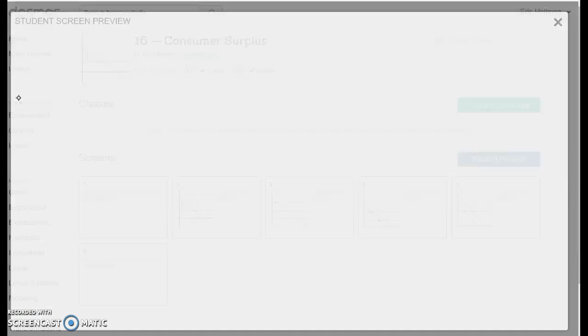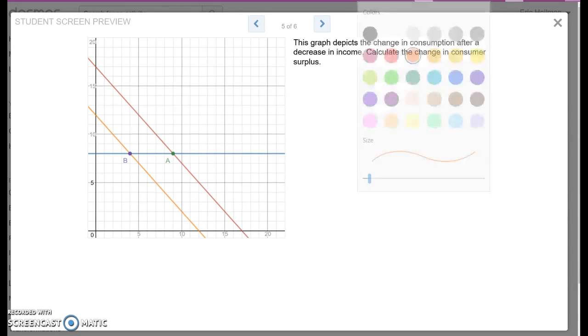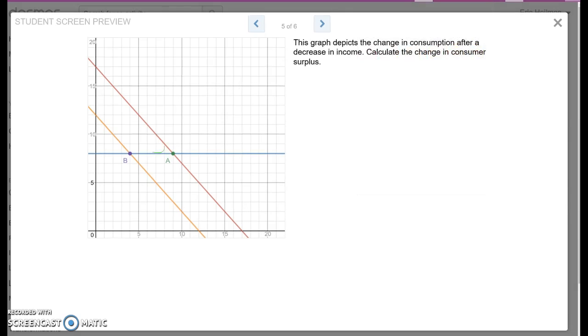Graphically, the lost surplus is this zone in here. So it's still a trapezoid, it's just turned differently.